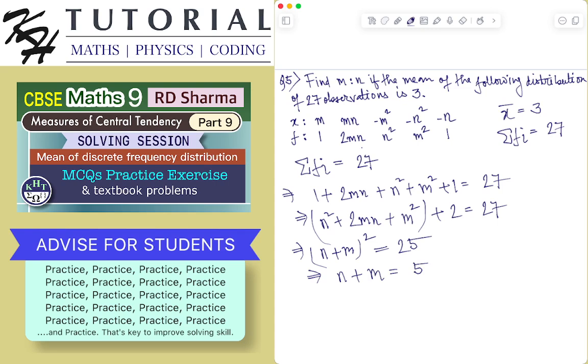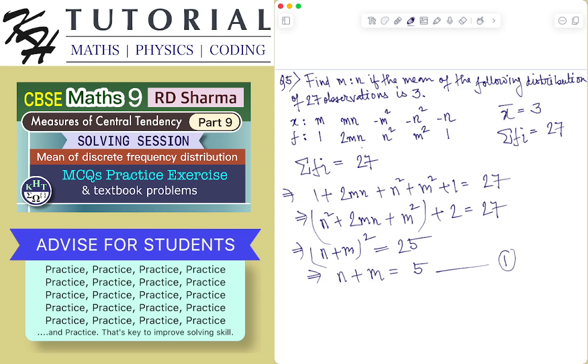Now please do not consider the value of n plus m to be minus 5. It will be 5, not minus 5. So we have n plus m is equal to 5. We get one equation, one relation between n and m.